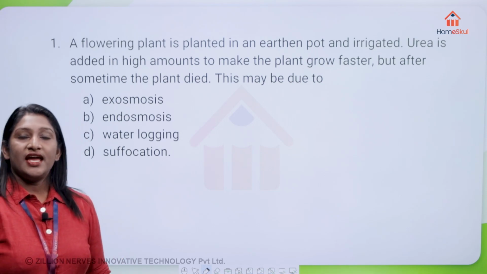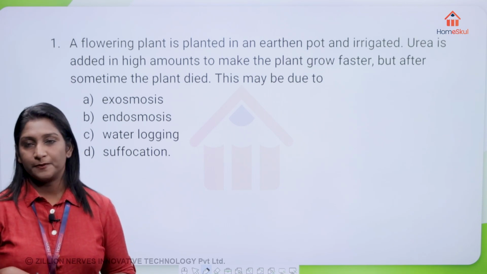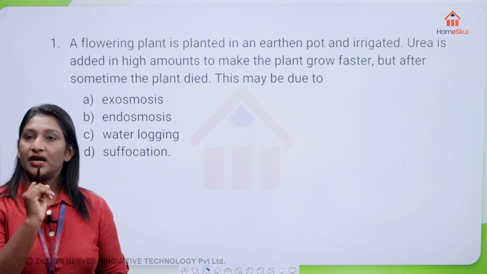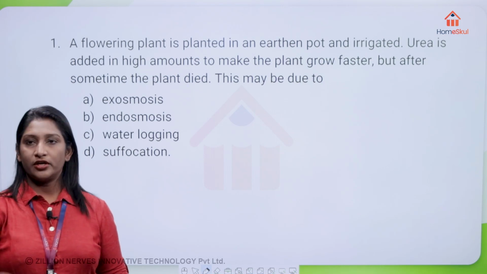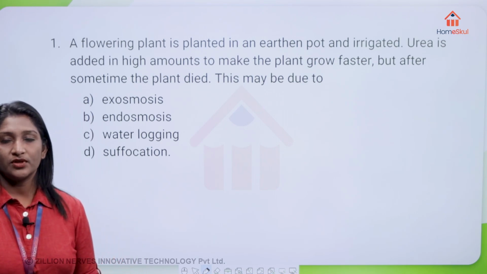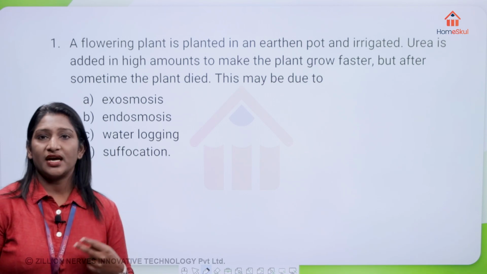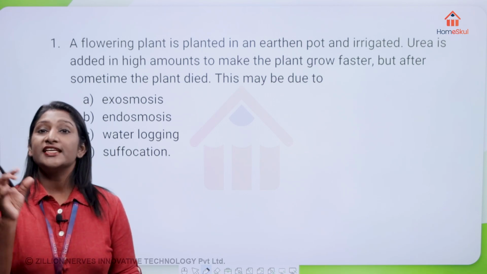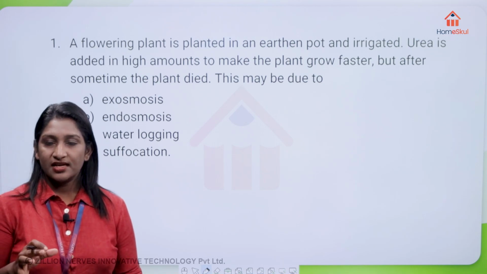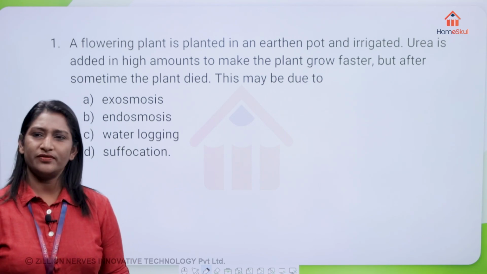Here is the question. A flowering plant is planted in an earthen pot and irrigated. We give water to it. Urea is added in high amounts to make the plant grow faster. But after some time, the plant died. Why did this happen? Exosmosis, endosmosis, water logging, suffocation. Which one will be the answer?